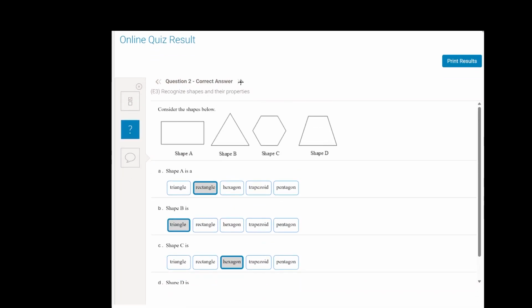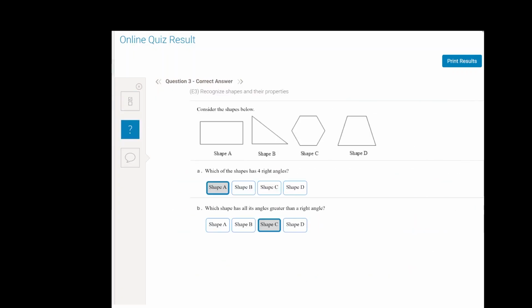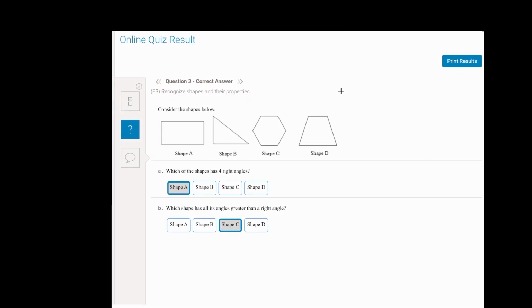Question 3. Which of the shapes has 4 right angles? This one, shape A, which is a rectangle. B, which shape has all its angles greater than a right angle? Shape C.